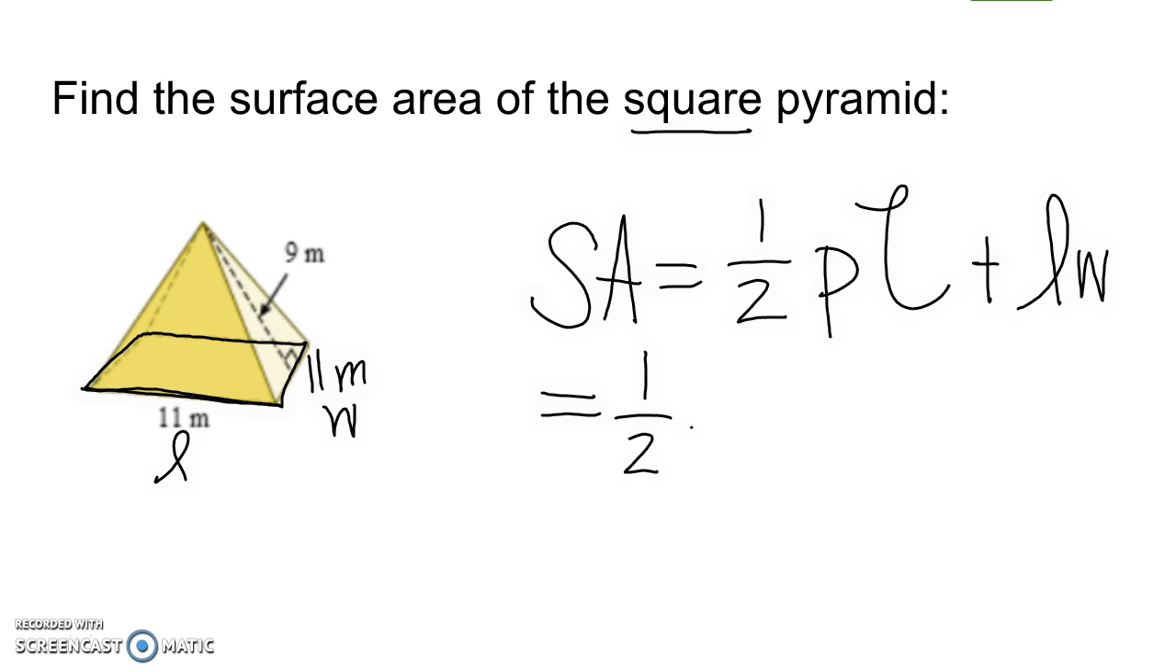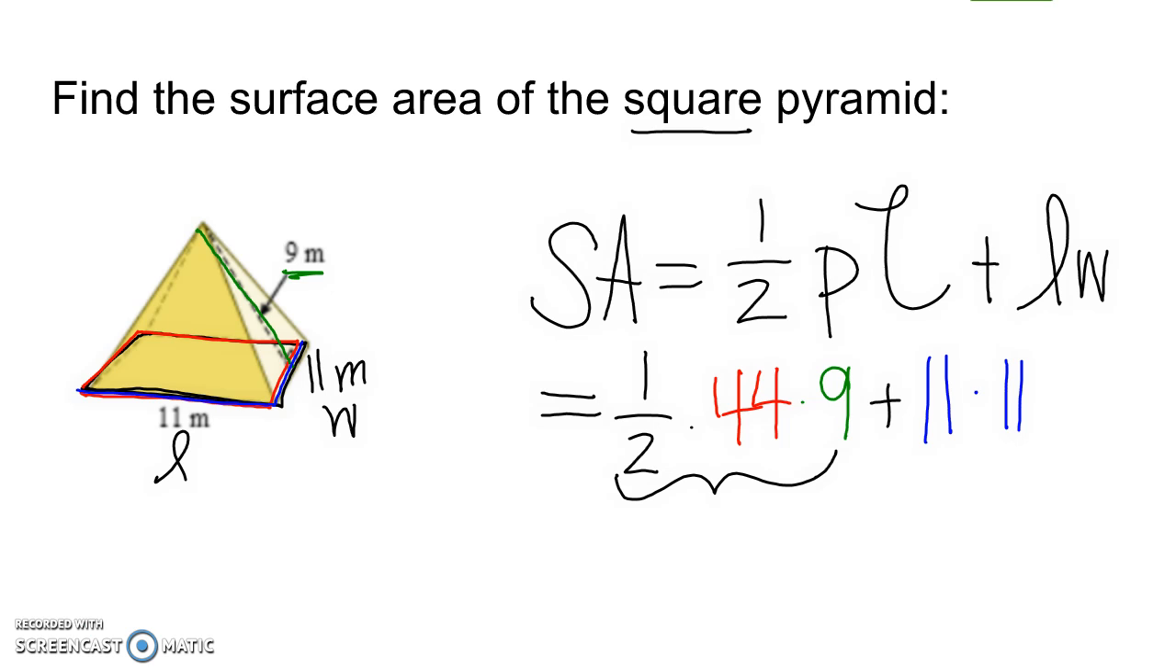Okay, so I start by writing my 1/2. P, the perimeter, I add up the four sides of the square base, 11 plus 11 plus 11 plus 11. That should give me 44. The slant height is this coming from the top down the side to the bottom, so that's 9. Okay, and then length and width of the square base here and here, since it's a square, they're both going to be 11. From here, remember I'm going to take care of this group of 3, take care of this group of 2, and then we'll add at the end.